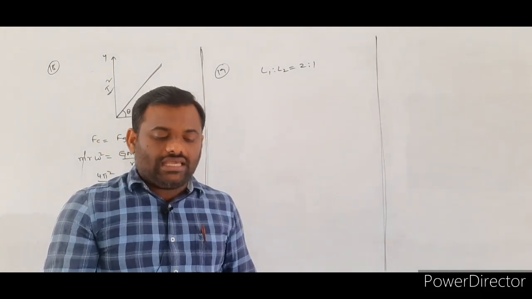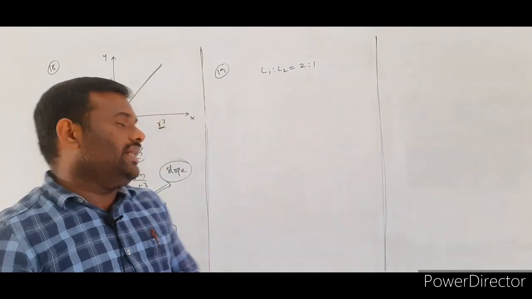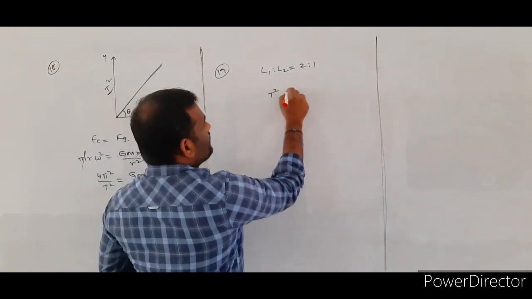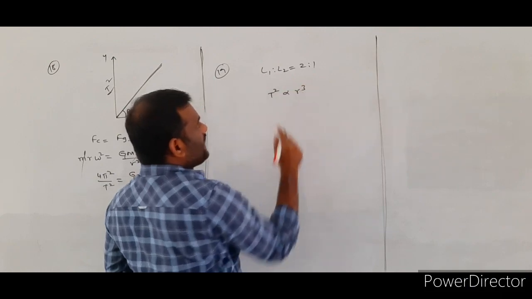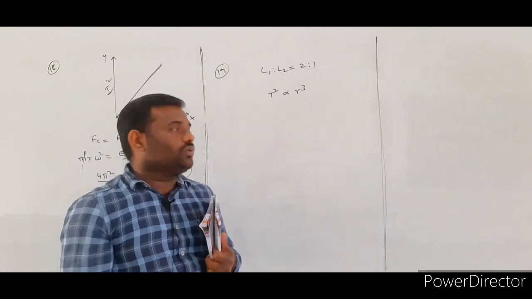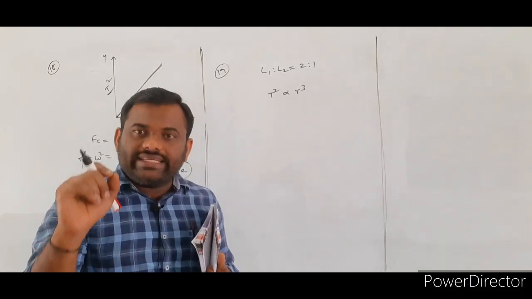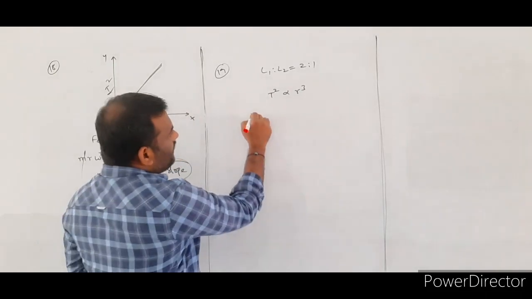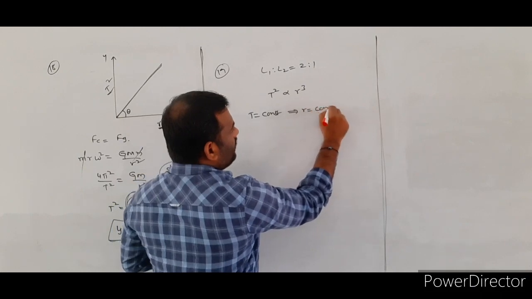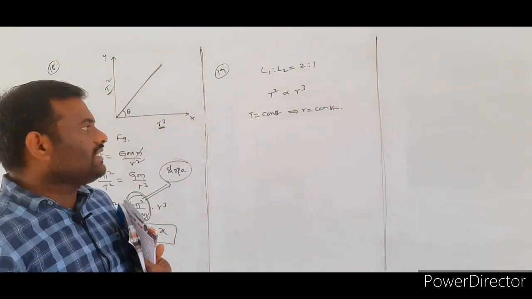But one condition they gave, that both the satellites have the same time period. So according to Kepler's law, we know that the square of the time period of revolution is directly proportional to the cube of the semi-major axis, or the cube of the radius of the orbit. If T is constant, the radius is also constant.